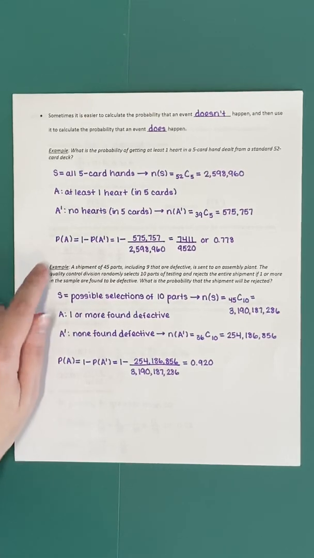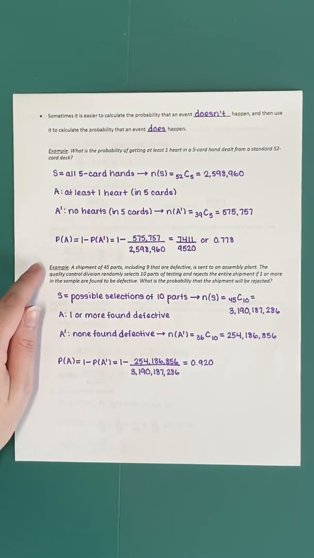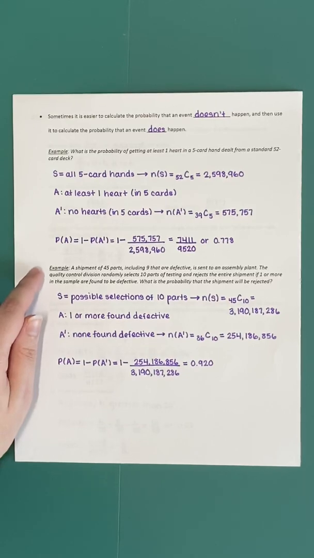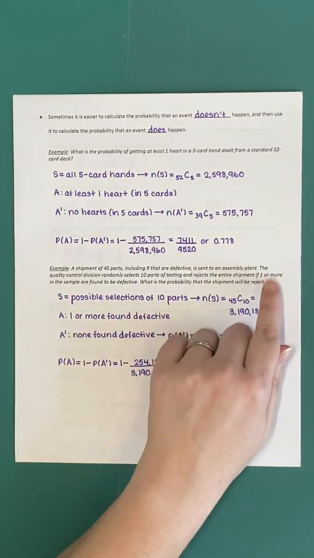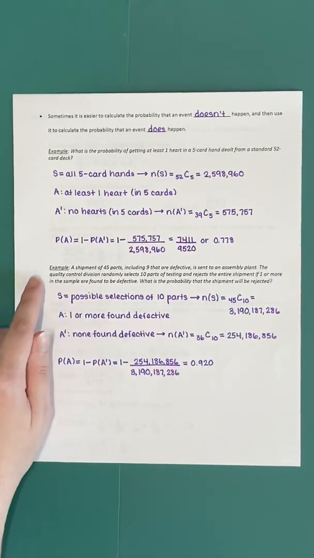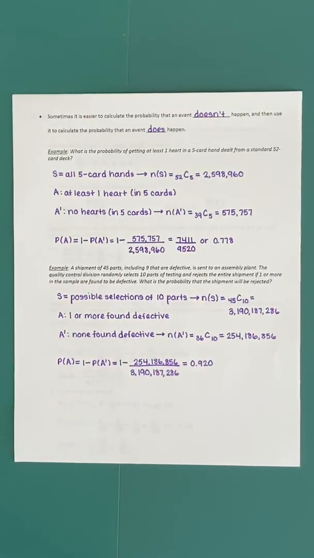Okay, so a shipment of 45 parts, including 9 that are defective, is sent to an assembly plant. The quality control division randomly selects 10 parts for testing and rejects the entire shipment if 1 or more in the sample are found to be defective. Okay, I want you to pay attention to that terminology, 1 or more. What is the probability that the shipment will be rejected?